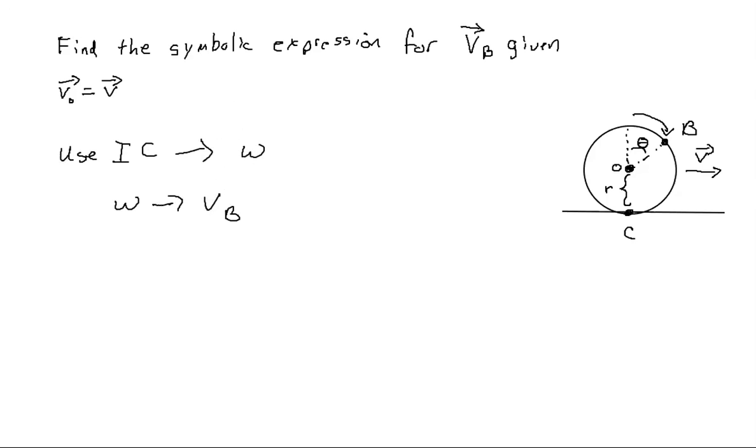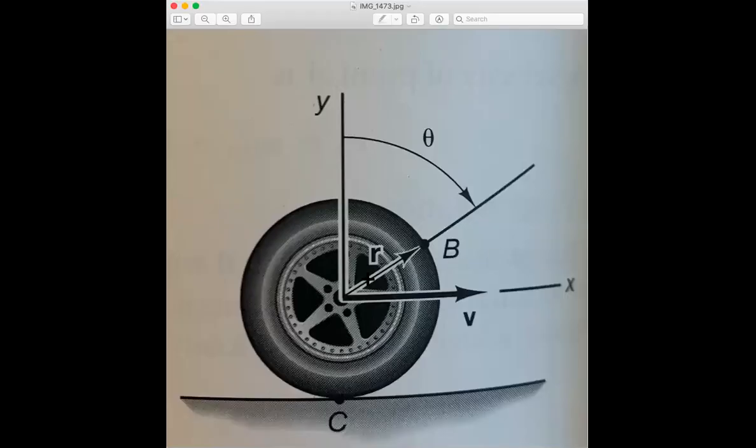I have a photograph of what I have in mind here, so I'll switch over to that view and you can see what I'm thinking about. So here's a wheel. Its contact point is C. The point on the edge of the wheel is B. It's some arbitrary angle theta down from the y-axis. And we're going to assume that the velocity is in the x direction.